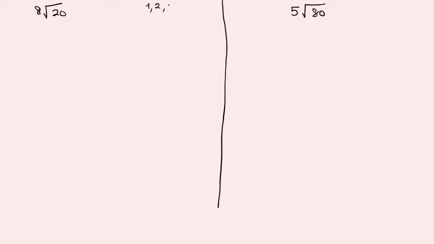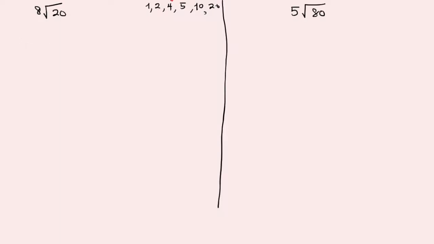So if we have this example, 8 root 20 and 5 root 80, and we are requested to simplify this. Now let's write down the factors of 20. 1, 2, we know that 4 is a factor of 20, we know 5 is a factor of 20, 10, and 20. Now the largest perfect square we have here is 4.